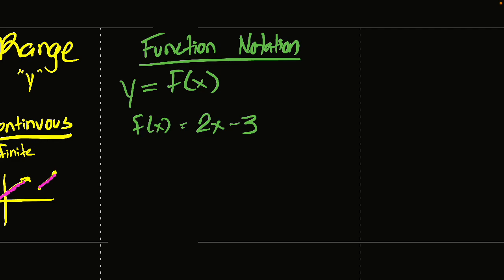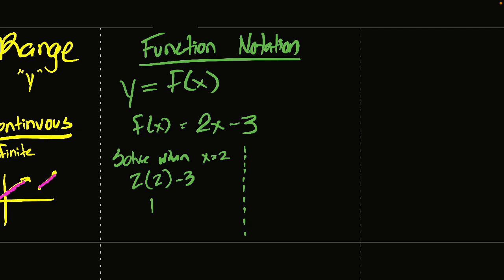There are two things that they had you do with function notation. They would have you solve when x equals 2. And that would mean we just plug 2 in for x, and we solve. They also would say something like solve when, and this is where we have to be careful, f of x equals, let's say, 13. Now, if they say solve when f of x equals 13, that means we're taking 13 and replacing f of x. So I hope you see the difference between those two situations.